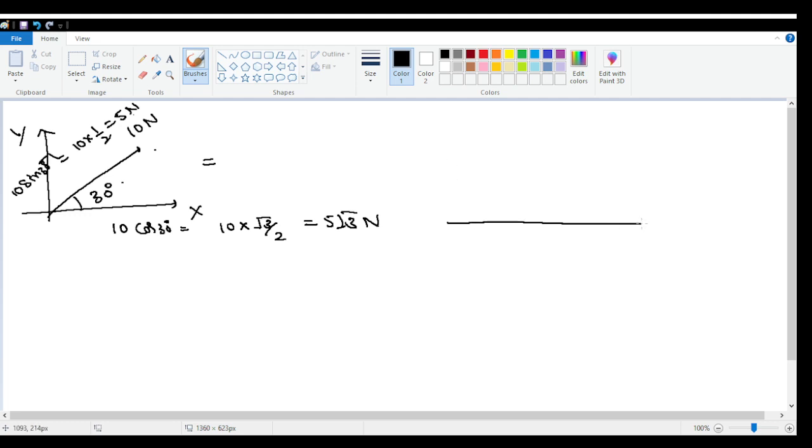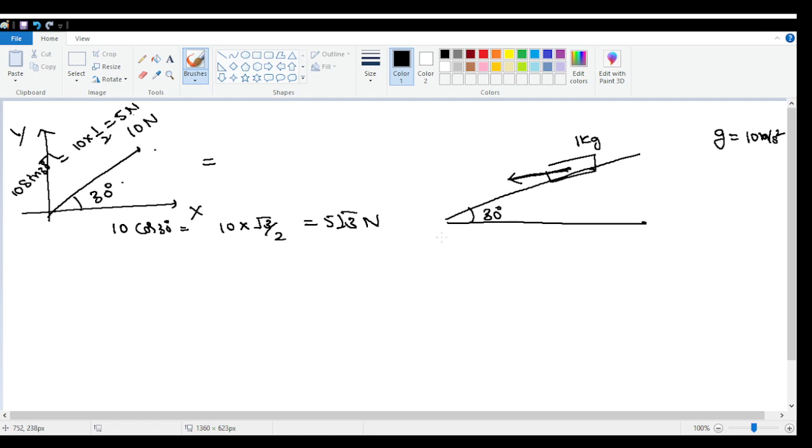In a similar fashion, they may ask the question like this. This is the inclined plane, and the angle of inclination is equal to 30 degrees. One object on this inclined plane has a mass of 1 kilogram, and the acceleration due to gravity is 10 meter per second square. They are asking what is the weight component which acts parallel to the inclined plane. This value they are asking.